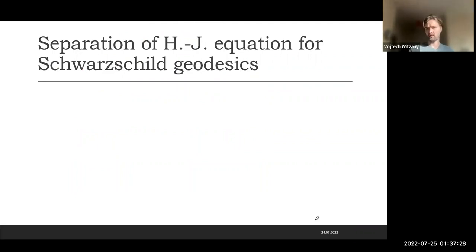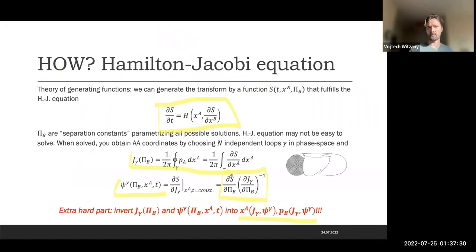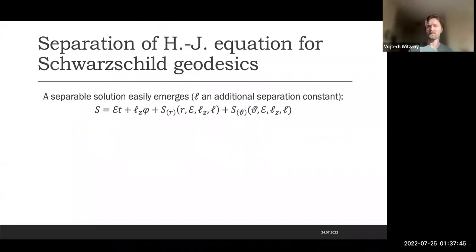You plug in the Hamilton-Jacobi action into this Hamiltonian. You plug in the derivatives of the S instead of momenta into the Hamiltonian. That's how the Hamilton-Jacobi action works. And you solve it, and a separable solution actually emerges. So this is the solution.